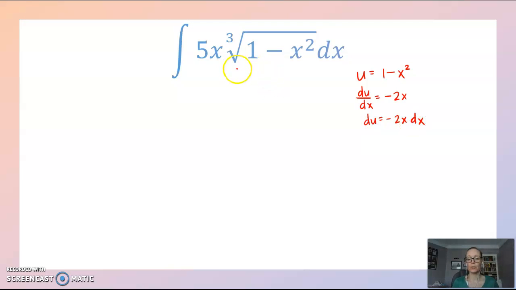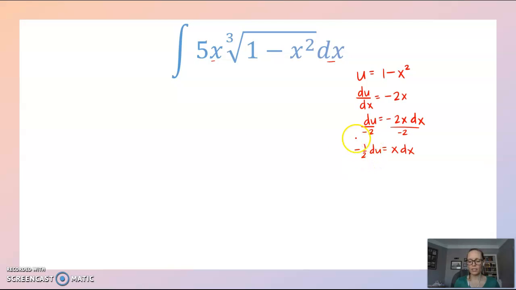Now looking at this, you might notice that we don't have negative 2x dx. We have an x, we have a dx, but then we have a 5. So we're just going to do a little bit of rearranging here to make this work for us. And the first thing I'm going to do is divide by negative 2 on both sides, because this tells me that negative 1/2 du is equal to x dx.